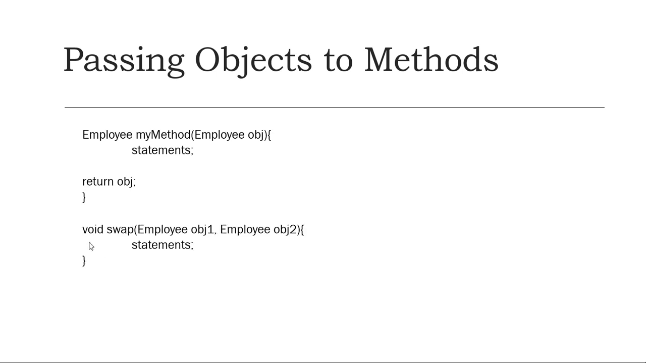Let's see passing an object to the method. We can also pass a class object to the method and return an object from the method. Something like this: let's say we have an employee, we pass some object types, do some operation, and again return an object type. Let's see what is going to happen in this scenario. Let's write the same swap method, and this time, instead of primitive data types, we write the logic to pass object types.